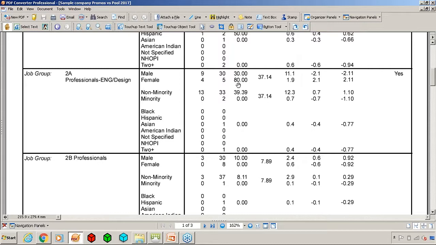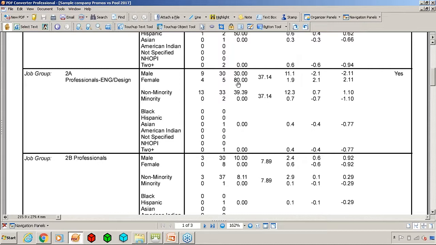But on the other side of the coin, because they hired these females at an 80% rate, it's showing an indicator of discrimination against males. So what they would then have to do is provide all 35 sets of documentation of why these females were promoted and not the males at this percentage.